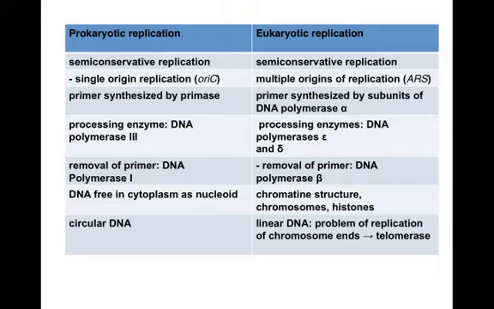For processivity, in prokaryotes, there's a single processing enzyme referred to as DNA polymerase 3. In eukaryotes, there are two different polymerases that are involved primarily in synthesis. DNA polymerase epsilon, which synthesizes DNA on the leading strand, and DNA polymerase delta, which synthesizes on the lagging strand.